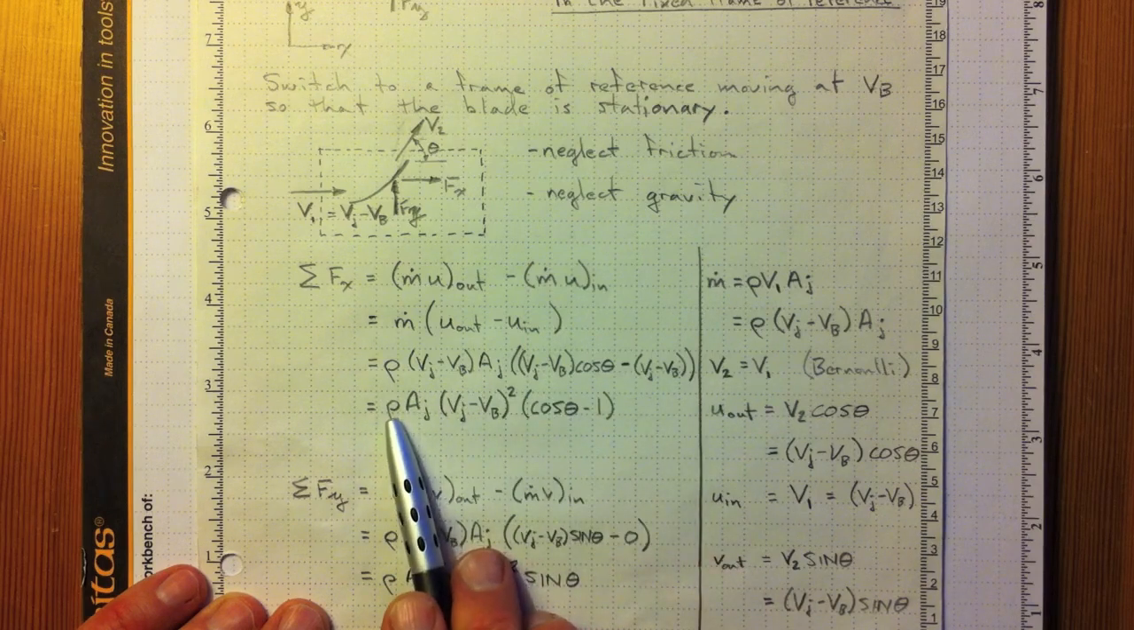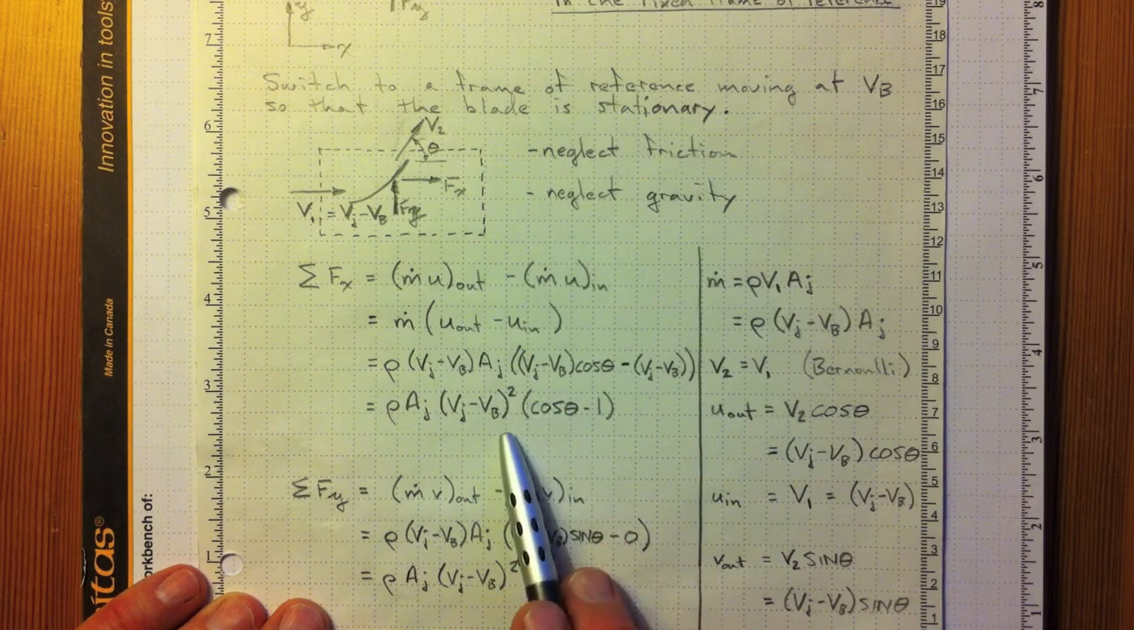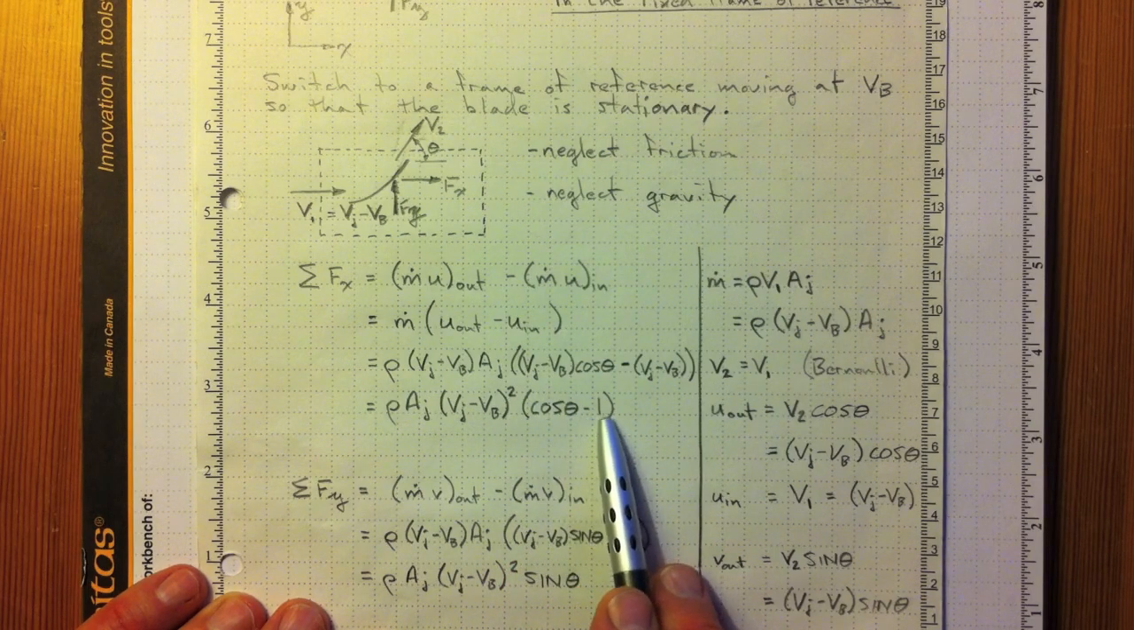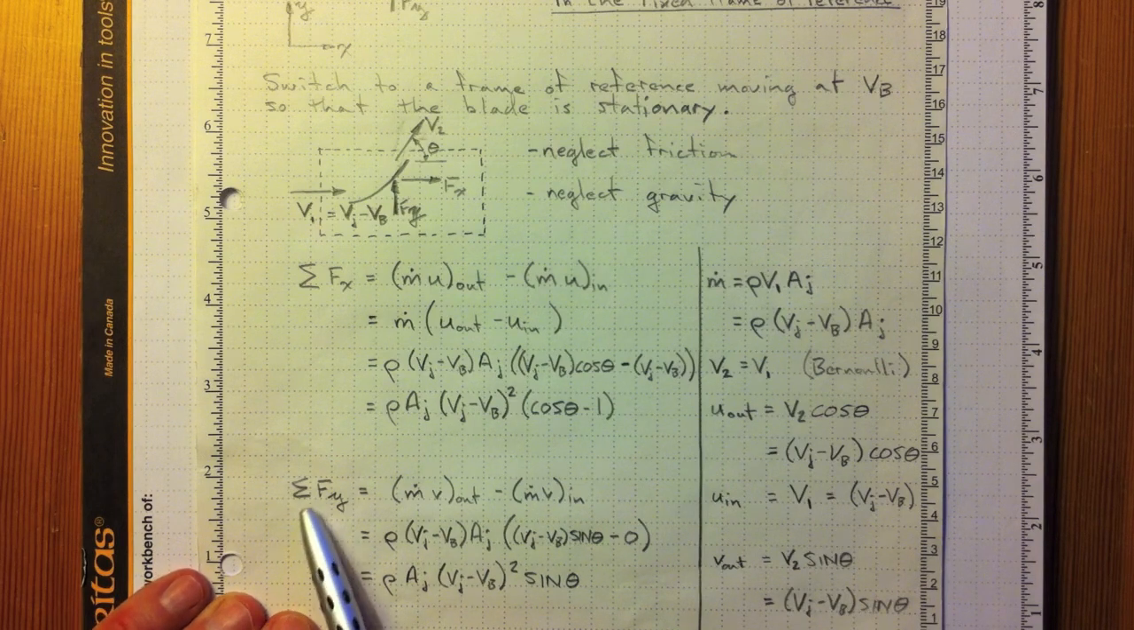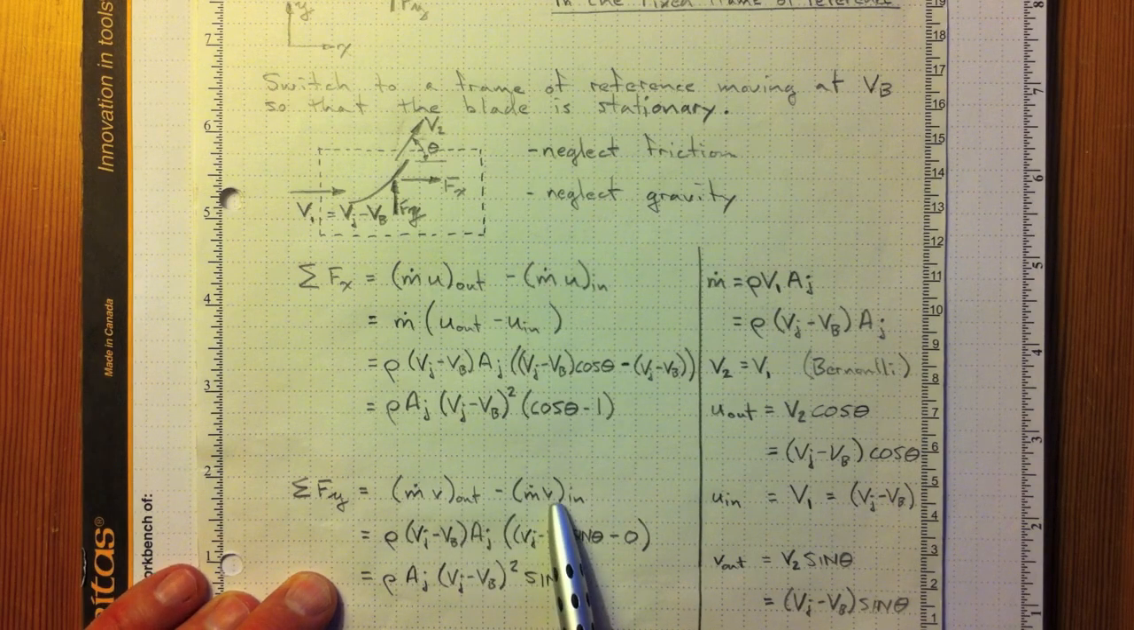Put that all together, we wind up with rho times the area of the jet times VJ minus VB squared times cosine theta minus 1. We do the same thing for the forces in the y direction. M dot V out minus M dot V in gives us the y direction forces, exactly the same as when we were doing the stationary blade. And again, we wind up with sine theta this time instead of cosine theta, zero coming in. And this is the result, rho A jet times VJ minus VB squared times sine theta.